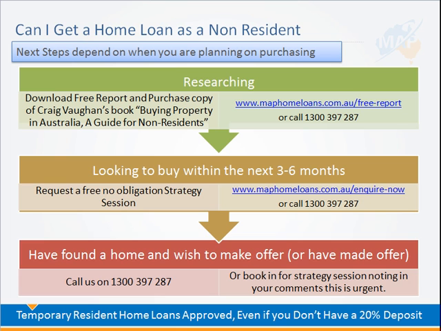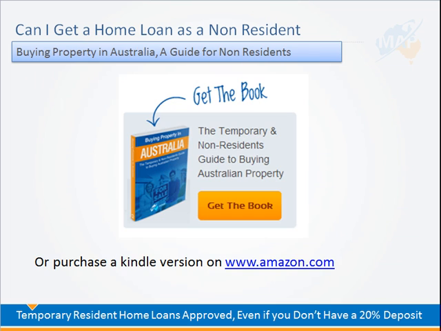If you are looking to buy or make an offer in the next 3 to 6 months, then I recommend you book in with us now for a strategy session. This is no obligation, and we'll go through your options and whether you can be approved or not. And there's a link there, inquire now, to book in that time. If you've already found a home or have already made an offer, you need to really get in touch with us ASAP, as there is a number of things we need to get done to get you approved.